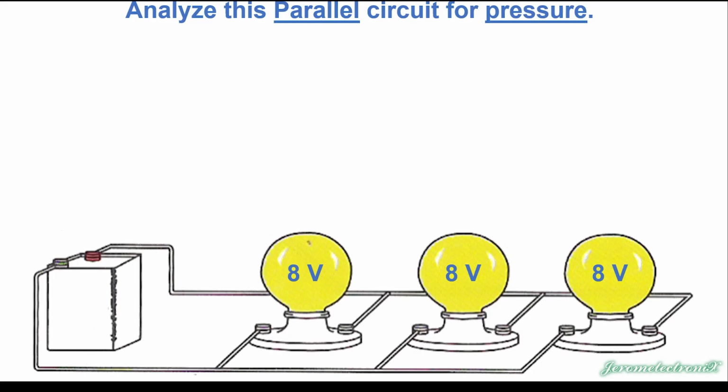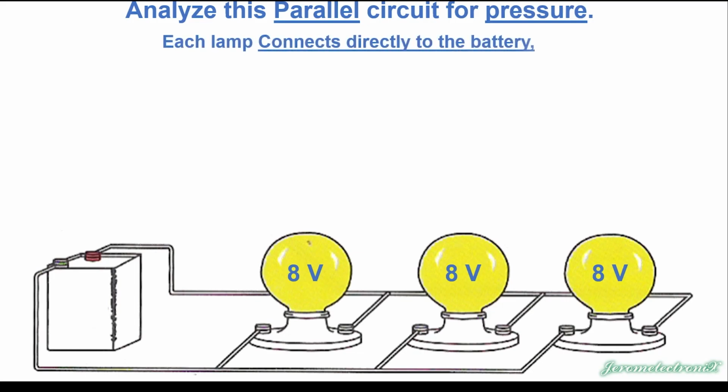So we're going to analyze this circuit for pressure, which means voltage. Each lamp connects directly to the battery, and so therefore each has full voltage, full pressure on each of them.